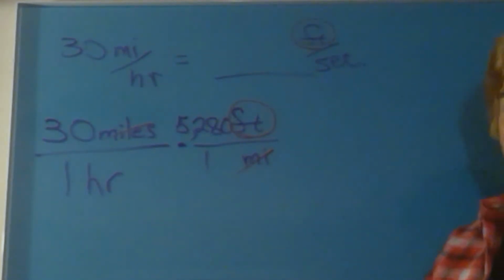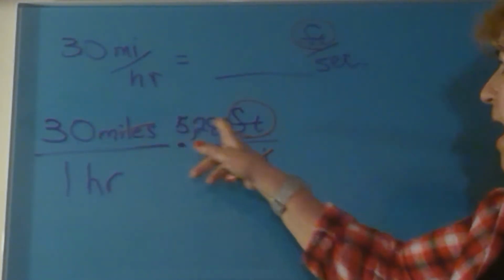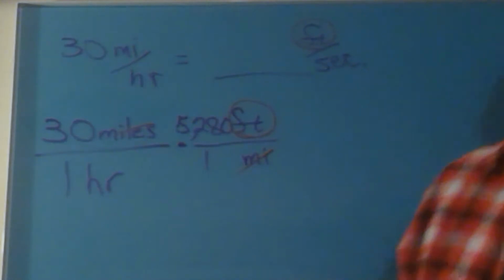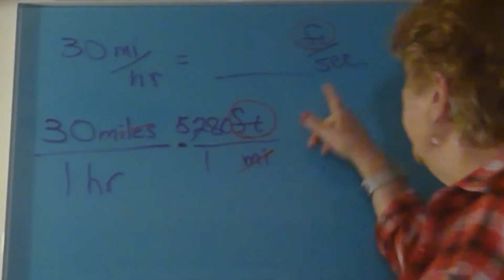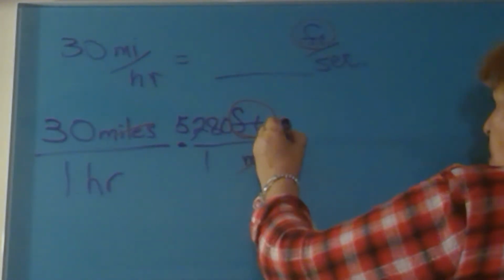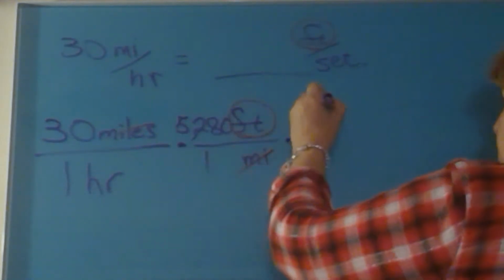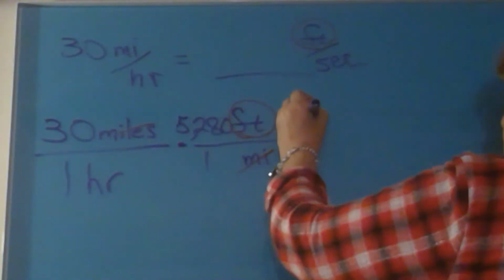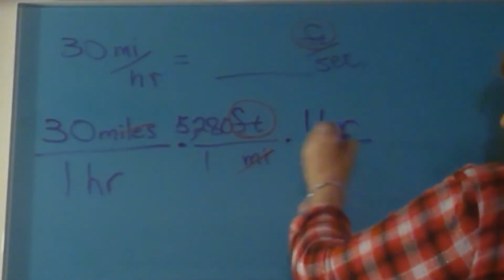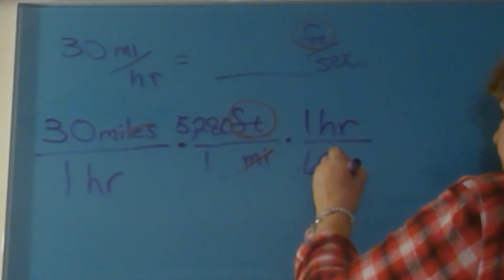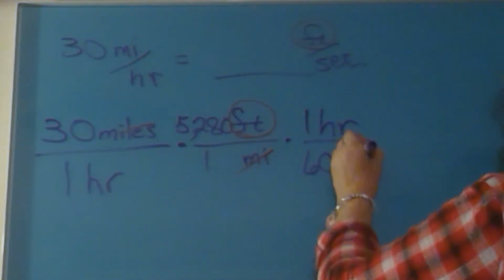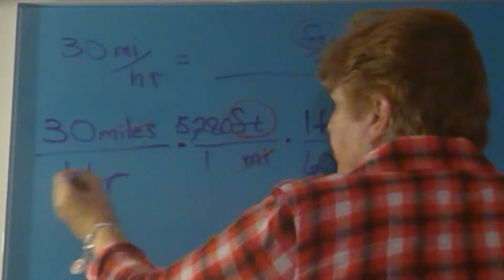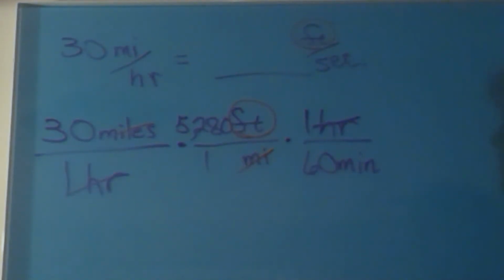But right now, if I did this calculation, I have feet per hour. I need to change hours to seconds. So hours has to go on the top. I know that 1 hour is 60 minutes. So the hours divided out. So now I've got feet per minute. I need feet per second.